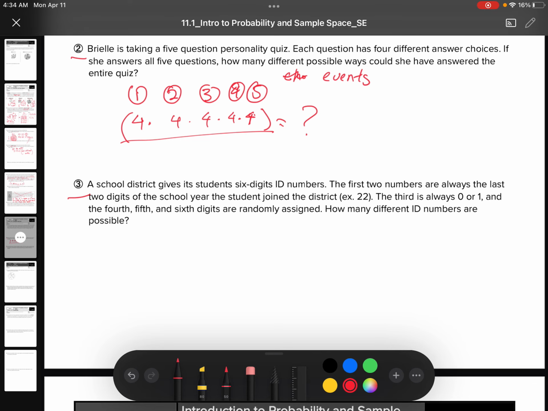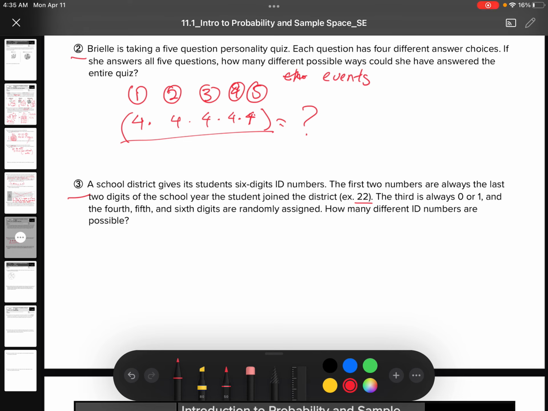Now, second question. A school district gives its students 6-digit ID numbers. The first 2 numbers are always the last 2 digits of the school year the student joined the district, 22. The third is always 0 or 1, and the 4th, 5th, 6th digits are randomly assigned. How many different ID numbers are possible?